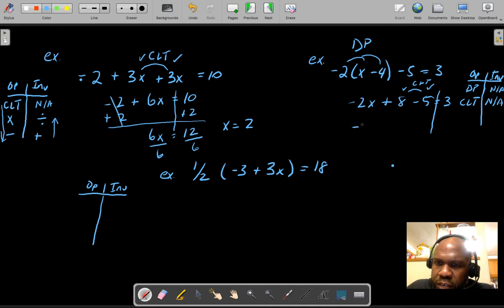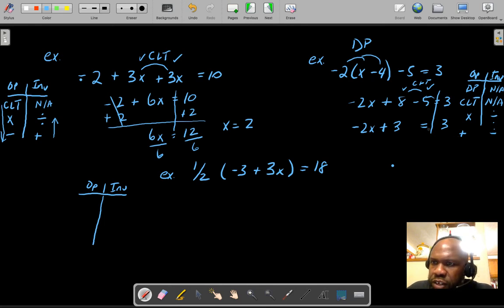So if I do CLT, I'm going to get negative 2x, and I'm going to have 8 minus 5, which is 3, plus 3, equals 3. All right. Now, what do we do next in this situation? If we plugged in a value for x, we'd multiply by -2 first. The inverse of that is negative. Next, we would add 3. So that would be minus. And then we're done.